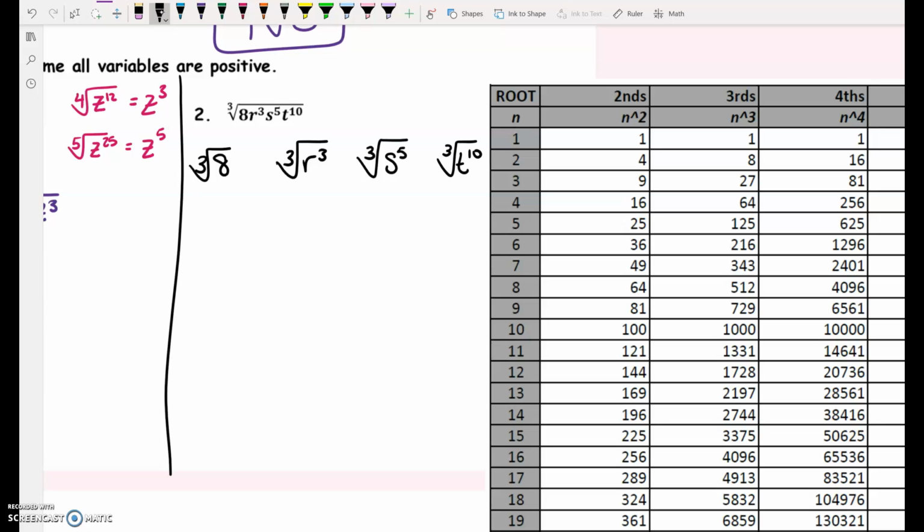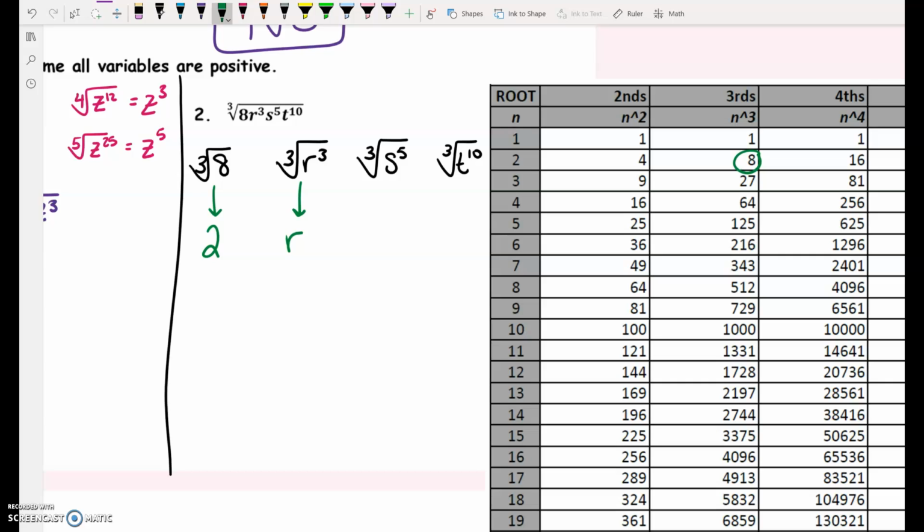So my first step is just take all of the stuff that's under the radical and spread it out so you have a little bit of room to work and to look at what you have. The third root of 8, that's on my chart. The third root of 8 is 2. Third root of r to the third. How many groups of 3 are there in 3? 1, so that becomes just a plain old r.